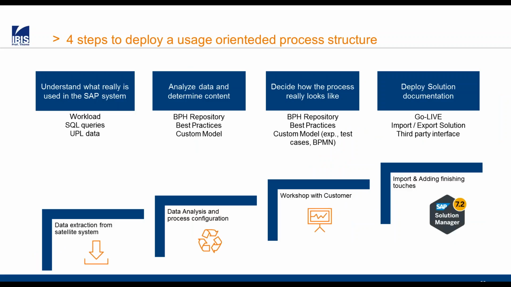So basically, when we are talking about building up a process model, we usually do it in 4 steps. The first is extracting information from the attached systems. The second is analyzing the data and configuring the different processes, doing some workshops with the customer to get the experience into the process content, and in the end importing it into the 7.2 system.